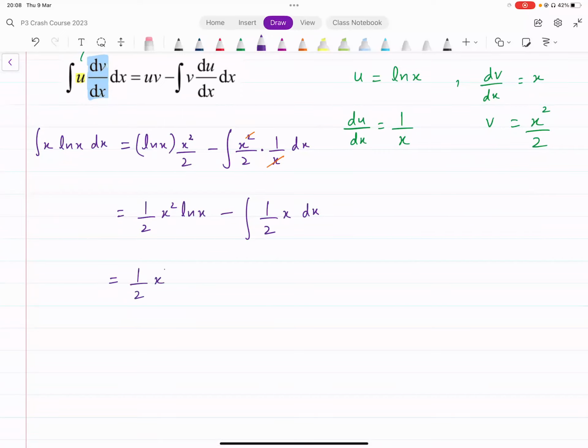Let's integrate this now. It becomes 1 over 2 x squared into ln of x outside. That remains as it is. We have already integrated that. Then you have minus 1 over 2 as it is. What's the integral of x? It's x squared over 2. Let's simplify this. It becomes 1 over 2 into x squared times ln x minus 1 over 4 into x squared plus c, and that's your integration. All right, so that's how we use integration by parts like this.